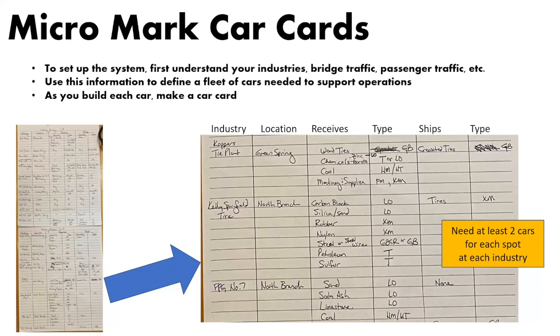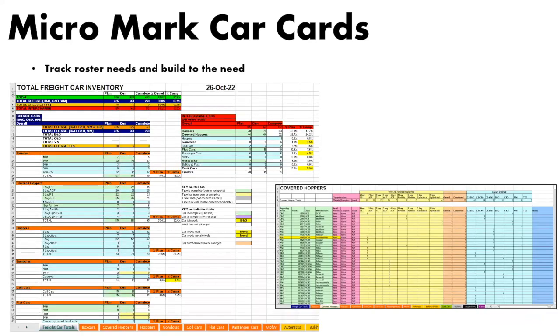And so what does that do? Now that I know every industry and I know every type of car and I know how many spots are at each industry, I can actually create what I've done here, a roster of what you need to operate the layout. So to service all of those industries, and I've divided it up both for home roads and foreign roads, you can see I track all of my cars and make sure that I'm building the ones needed to service the industries.